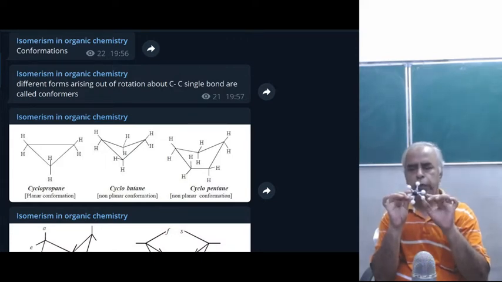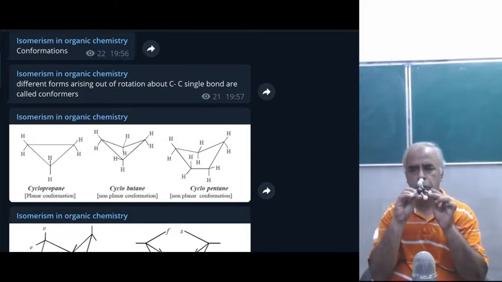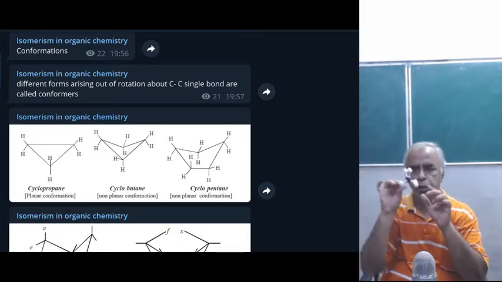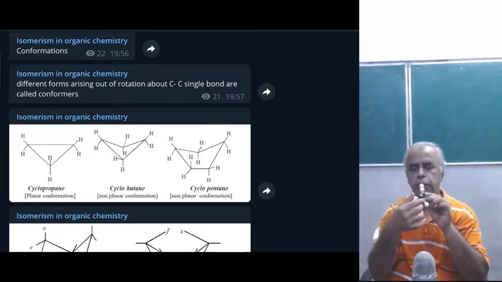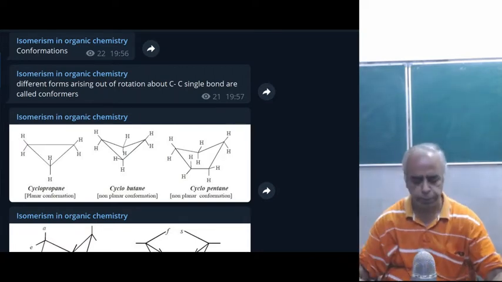So it is because of the rotation that you are able to get different types of isomers. If you keep it like this you are able to see, but in this perspective view you can see different conformations like this. Let me explain.